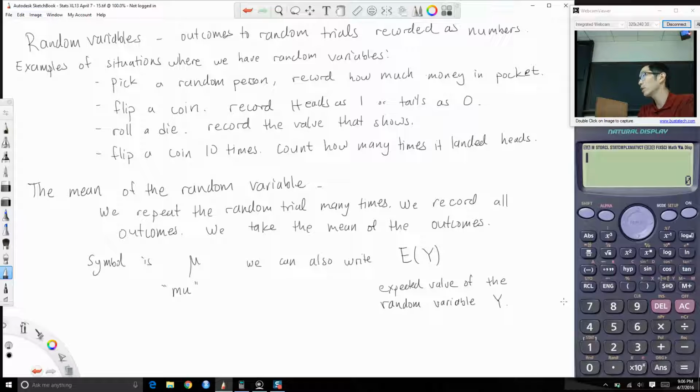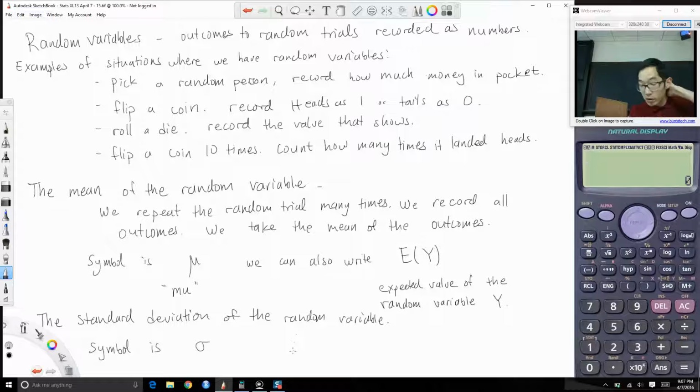And then the standard deviation of the random variable is very similar. We keep track of all of our outcomes, and we take the standard deviation of all of our outcomes. So the symbol there is sigma, okay? And we can also write the square root of the variance of y. So we might write that.